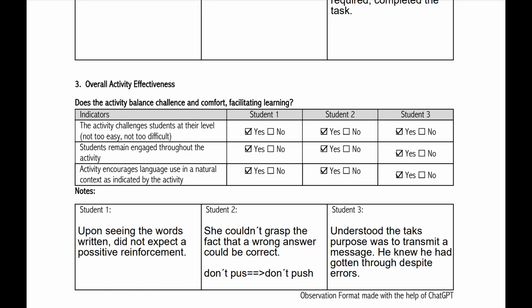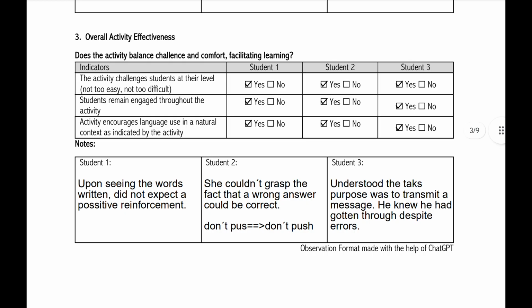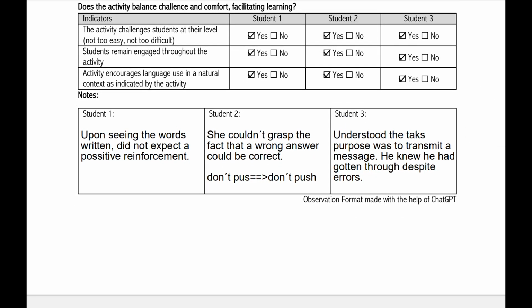So, this is the marking for their activities. And after they were shown the results on the blackboard again, student 1, upon seeing the results written, didn't expect positive reinforcement because she had not written the rule correctly, right? The syntax was wrong. Student number 2 couldn't grasp the fact that a wrong answer could be correct. For example, she wrote the rule with an error in it.